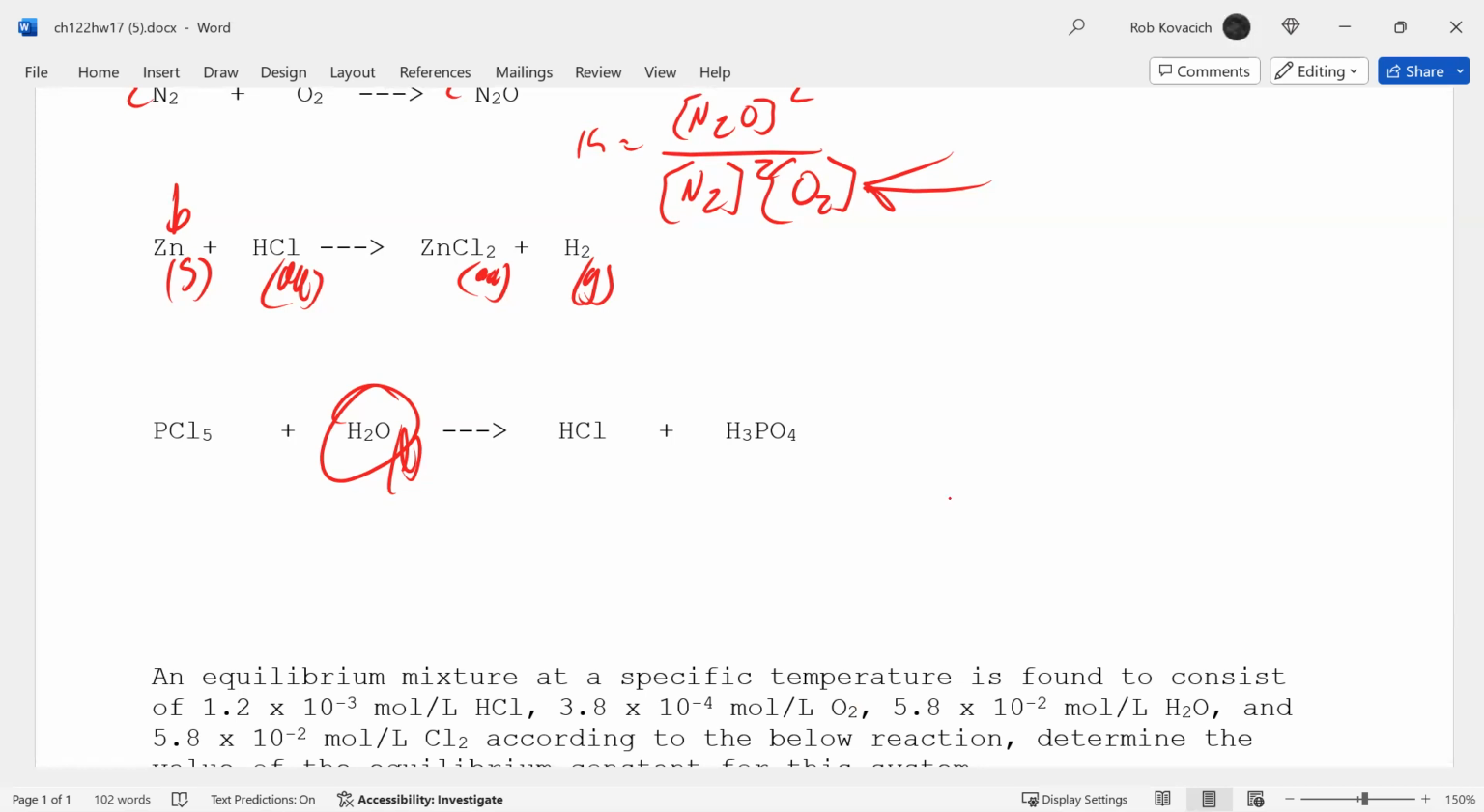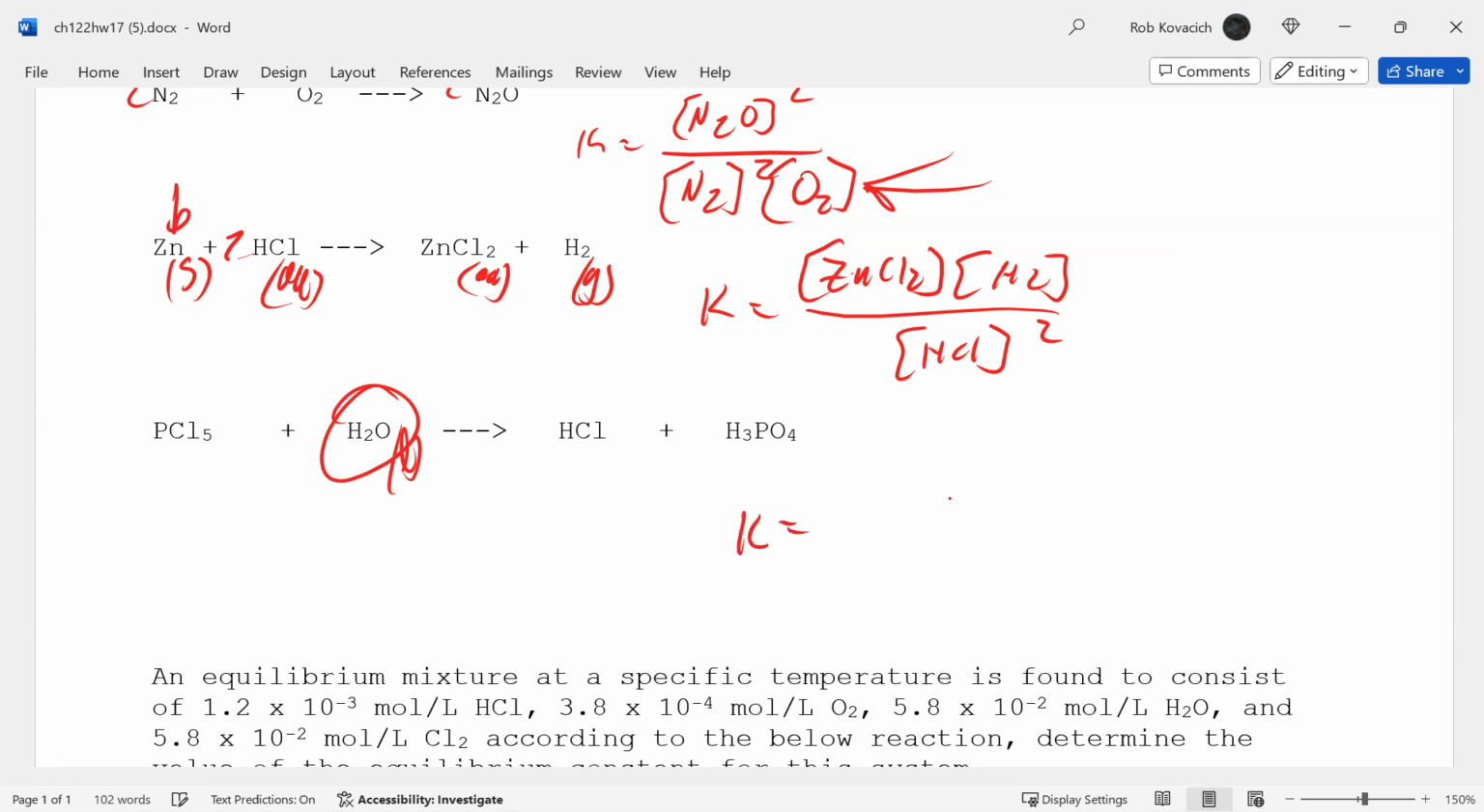So when we write this equilibrium expression, oh, we need to balance it first. I just need a 2 there. Then it's just K is equal to zinc chloride to the first, hydrogen to the first, and hydrochloric acid squared. And that's it. Zinc does not belong in the equation. And so for the next one, same situation. K is equal to hydrochloric acid to the first, phosphoric acid to the first.